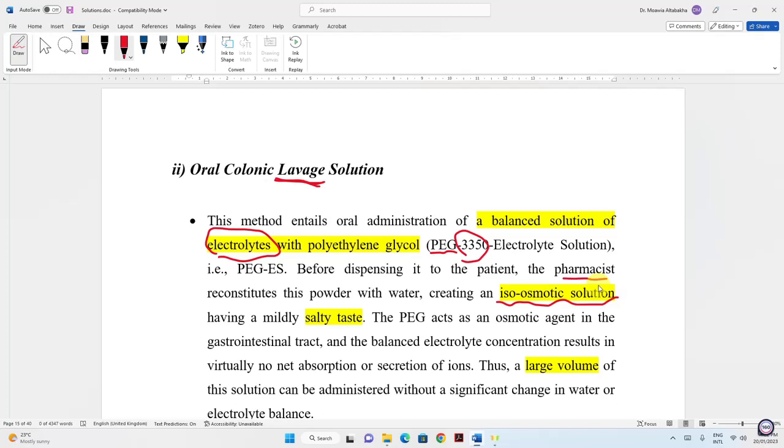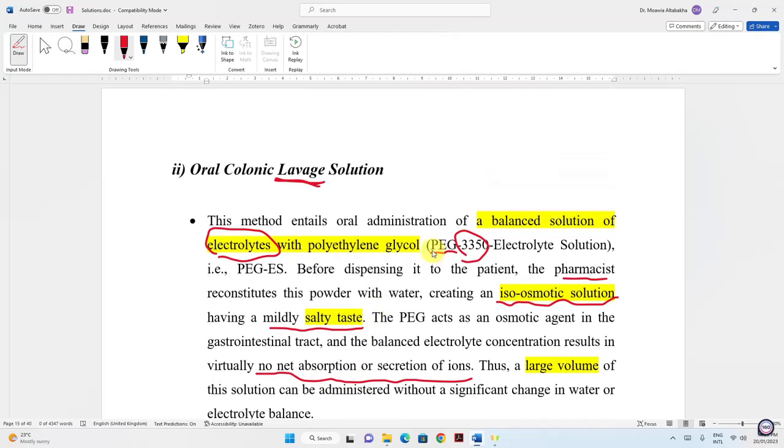The purpose of the isoosmotic solution is that when the patient drinks it, there will not be net absorption or loss of electrolytes from the body, or absorption of electrolytes from this solution into the body. It's isoosmotic, with similar osmolarity to the body and the blood. So there is no net absorption or secretion of ions. That's why it's isoosmotic. Because it also contains electrolytes, it has a mild salty taste.